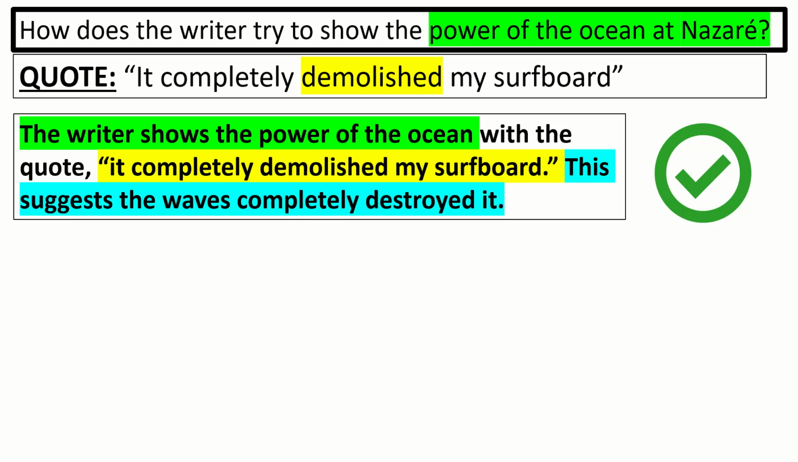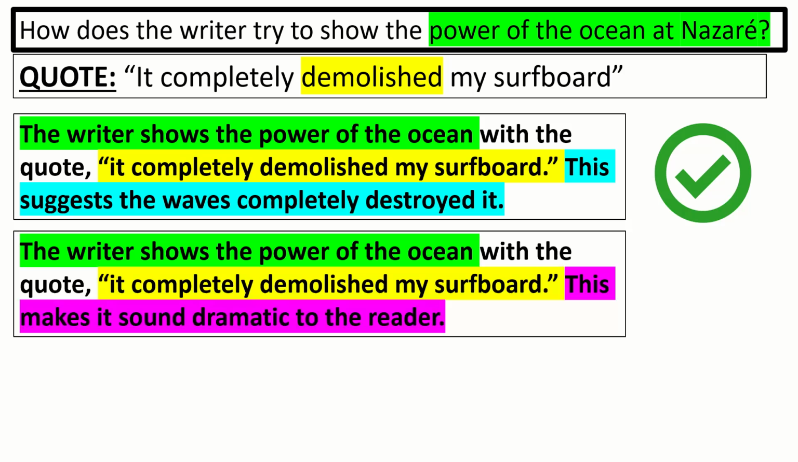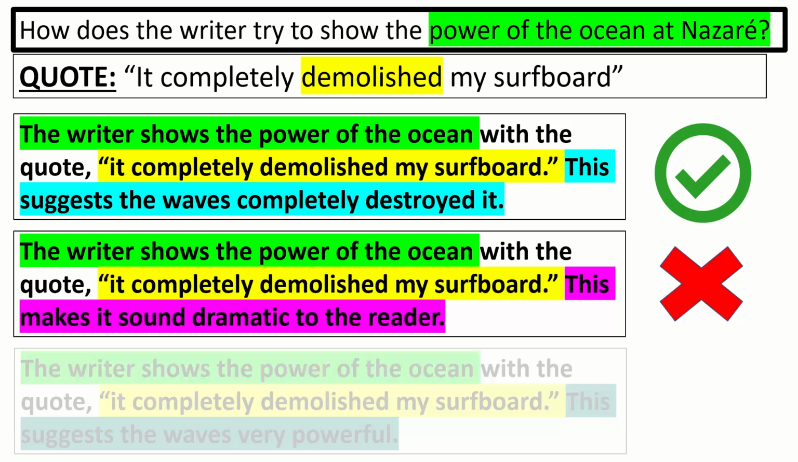Okay, so again, that gets a mark, but think to yourself, why would these not get marks? So same green and yellow, but they've put, this makes it sound dramatic to the reader. This is a very common thing students do, where they don't really know what to say in their explanation, so they write something generic like that. That does not mean anything. Where you get the mark is you're zooming into the word demolished, and you're just saying why the writer has chosen it. So that won't get a mark.